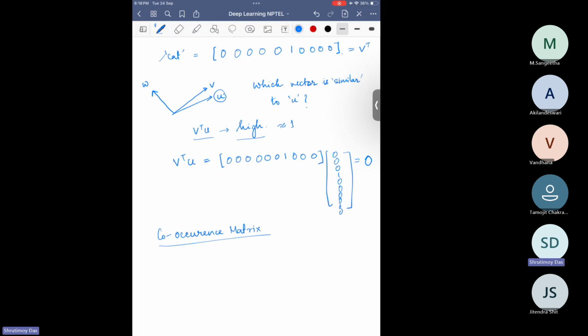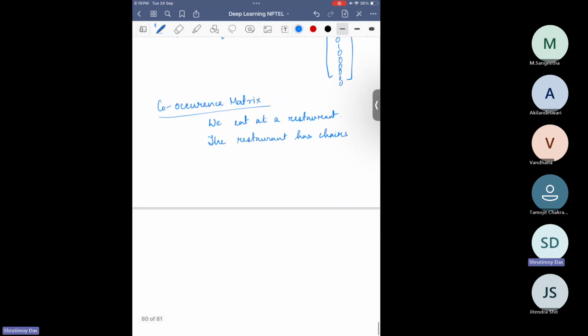So if I say we eat at a restaurant, the restaurant has chairs and something something. So, by common experience, we know that this word eat and this word restaurant must be related to each other, because whenever we talk about eating, we mean we are eating at a restaurant, right? So, this is structured by the co-occurrence matrix.